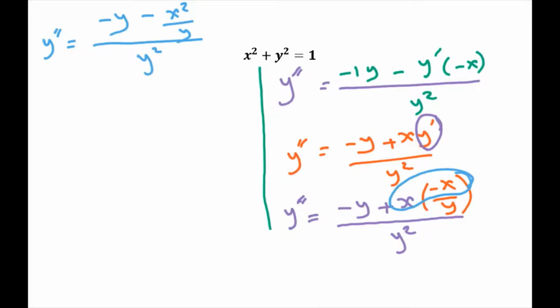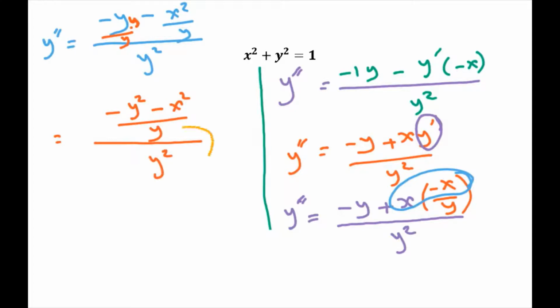Now I need to simplify again, so I'm going to multiply and divide by y, so I can add these two in the numerator. So it's going to be negative y squared minus x squared over y, over y squared. Now I can take the y down, that's going to be negative y squared minus x squared over y to the power of 3. That's basically y double prime, or d squared y over dx squared.